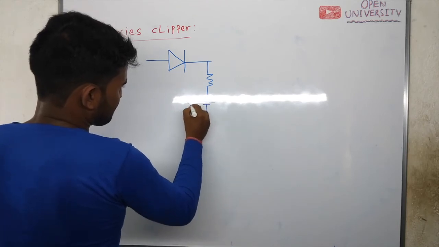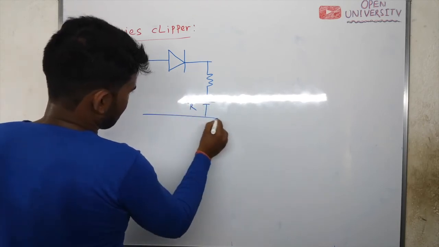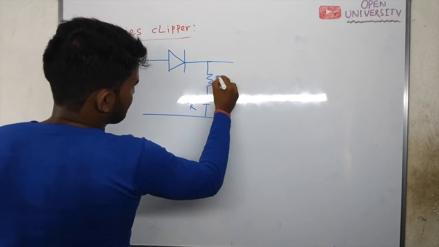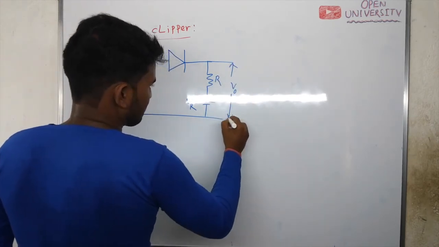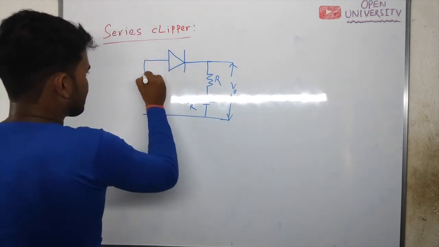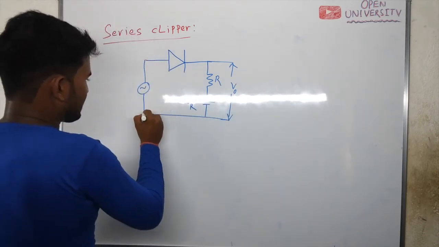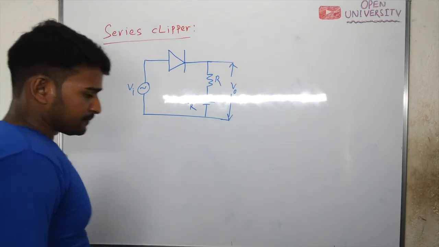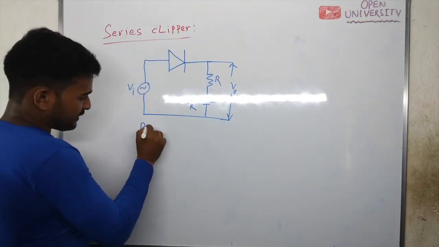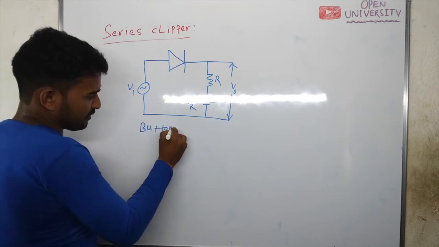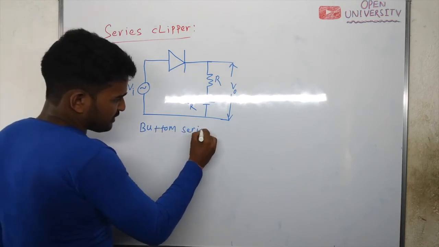This is your reference voltage VR, and this is resistance R. This is your output voltage V0, and this is your input voltage. This clipper is specifically a bottom series clipper.